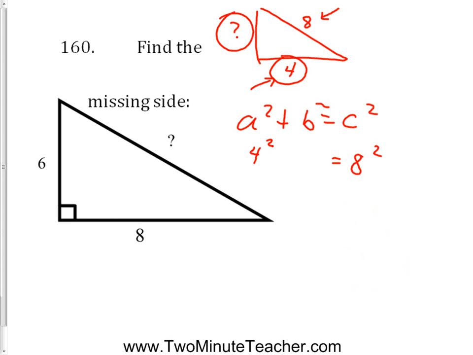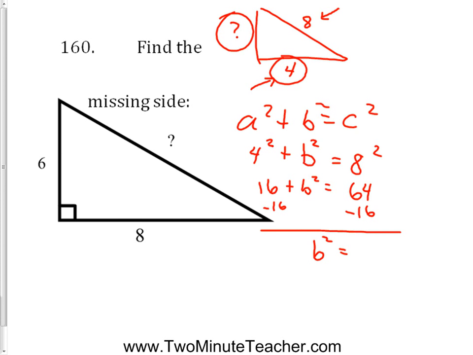So I'm going to say 4 squared plus, and I don't know what this is, so I'm going to leave it as a variable. It's the only variable I have. So b squared, and 4 squared is 16, plus b squared equals 64. And then I'd subtract 16 from both sides, and I'd have b squared is equal to, let's see, that's like 60 minus 12, which is like 50, minus 2, which is like 48. Okay, and then b must be the square root of 48.